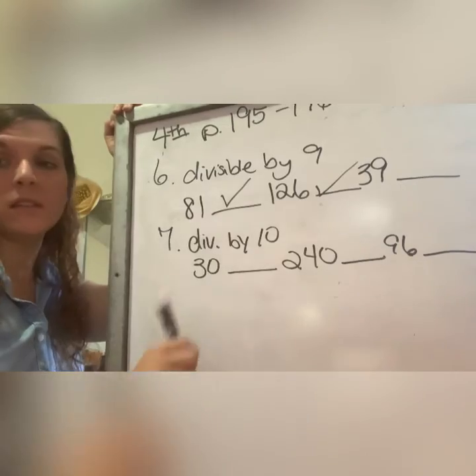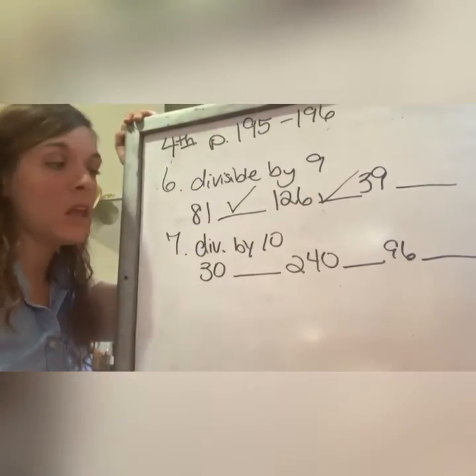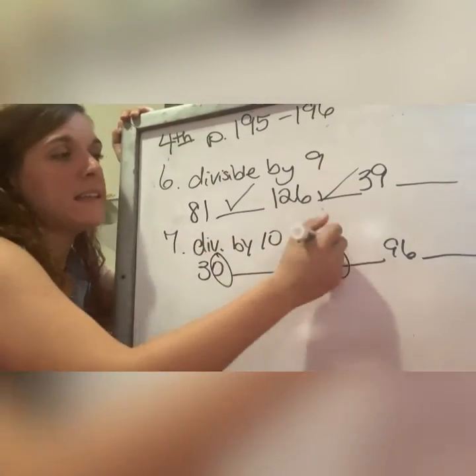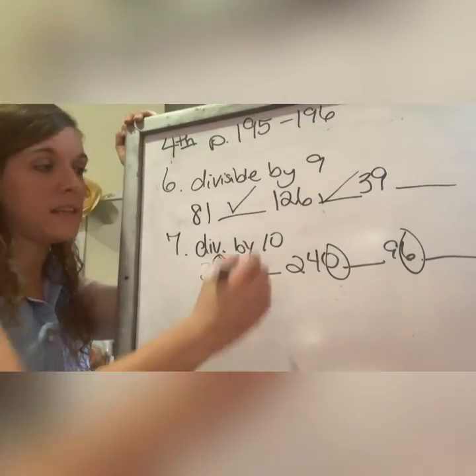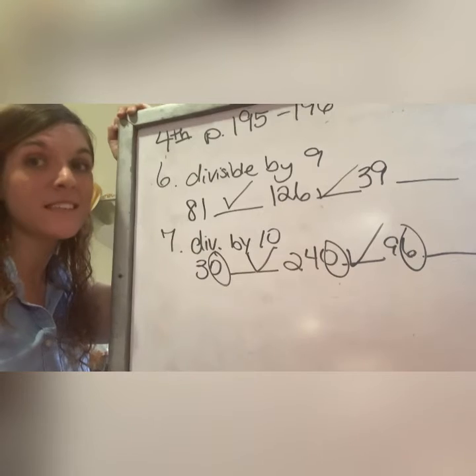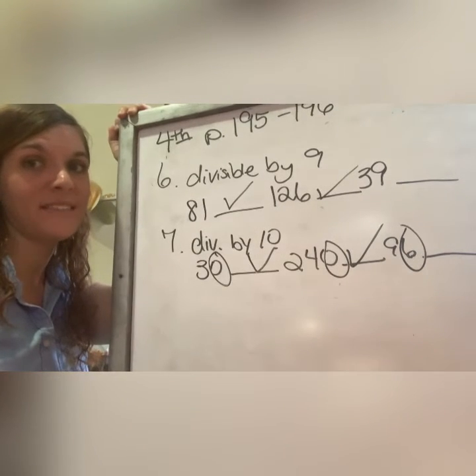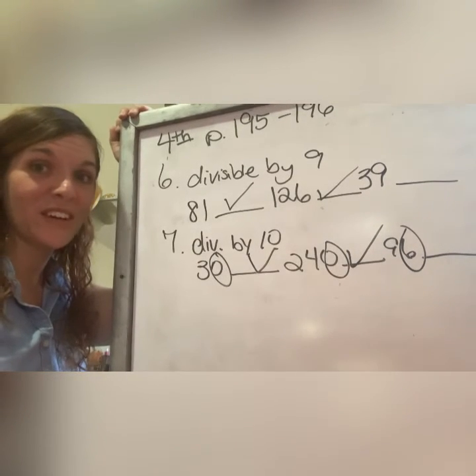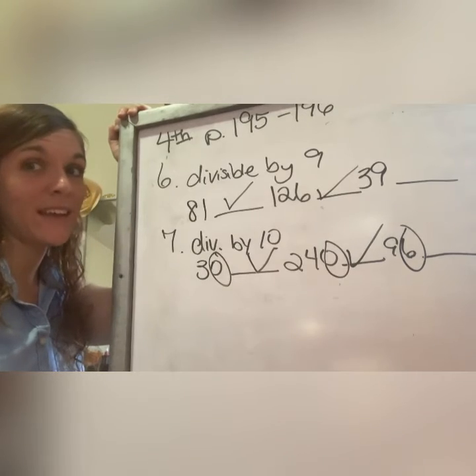Look at the next one. Divisible by 10. Does it end in 0? If it ends in 0, it is divisible by 10. But if it does not end in 0, it is not divisible by 10. And that's all you have to do to figure it out. Crazy, right? I know.